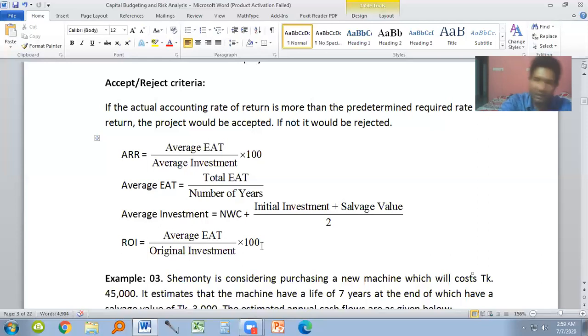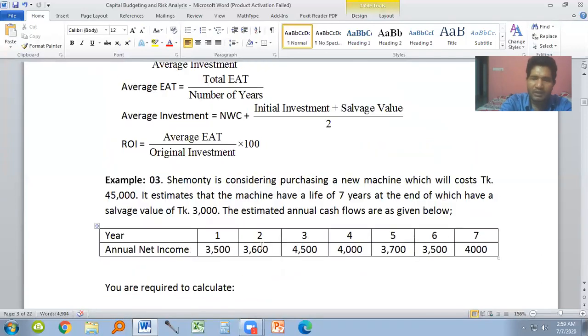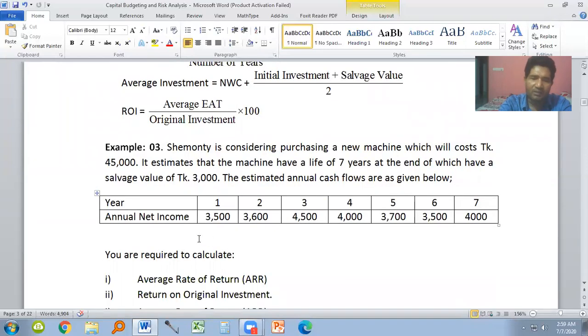Now we consider an example. Here you can see the example. Shyamanti is considering purchasing a new machine which will cost taka 45,000. It is estimated the machine has a life of 7 years, at the end of which it has a salvage value of taka 3,000. The estimated annual cash flows are given below. We can see the cash inflows for 7 years.